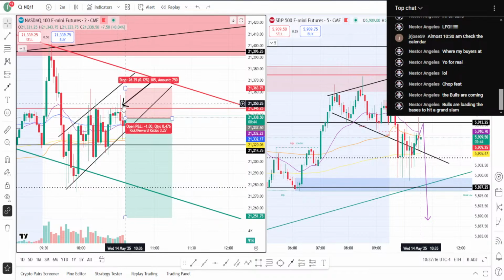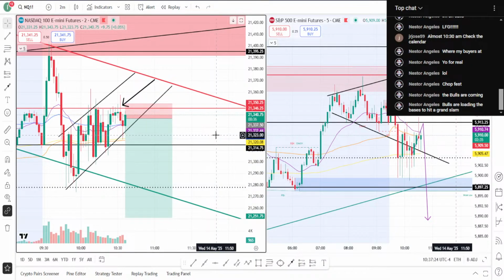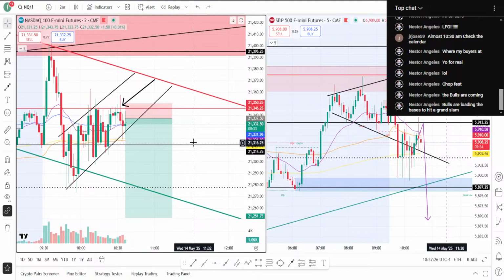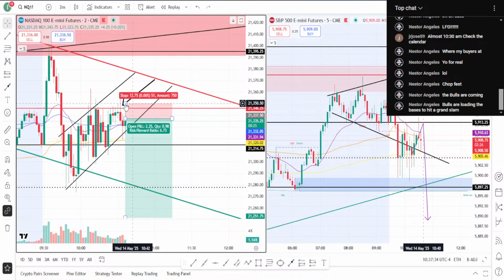And if we close above here, I'll close it. If we close above here, I'm out. It can go up, but it can't close. If it goes up and wicks it, that's cool. But if it goes up and closes above, I'm out.